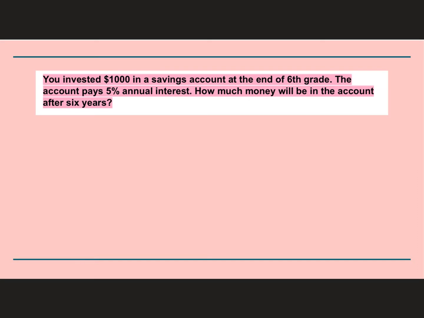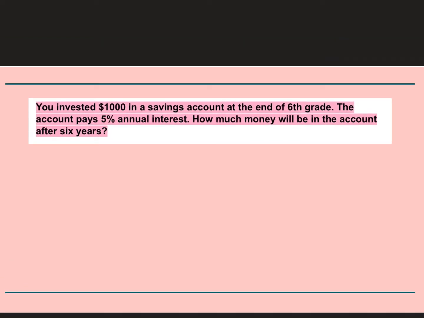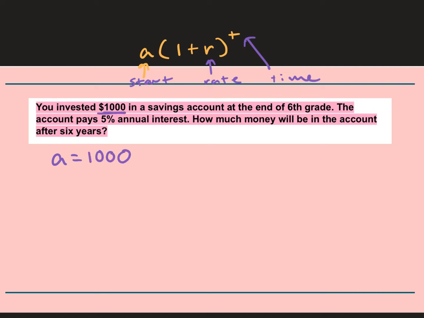So example 1 says, you invested $1,000 in a savings account at the end of 6th grade. The account pays 5% annual interest. How much money will be in the account after 6 years? Our formula is A times 1 plus R to the power of T. A is our starting amount, R is the rate, and T is time. So what is our starting amount? 1,000. It says you invested $1,000, so that's how much you start with.